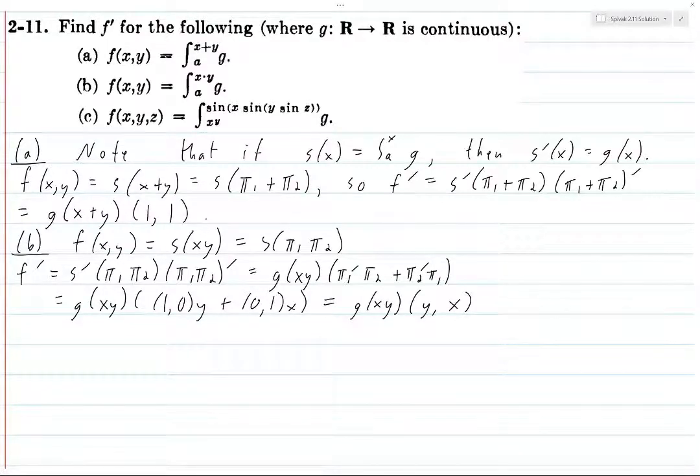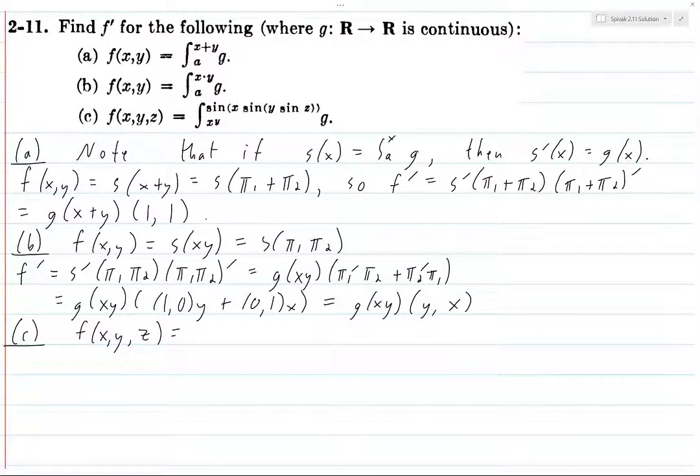And then finally, we have this thing, which is annoying. So what we're going to do is we're going to observe that f of x, y, z, so it's the integral from x to the y to this thing involving sines of g.